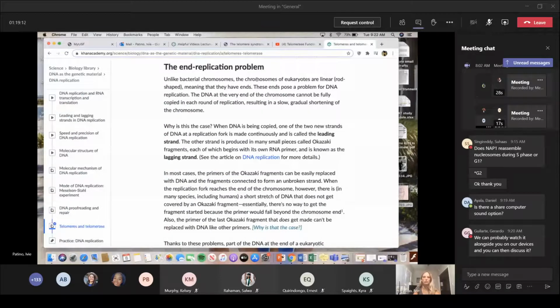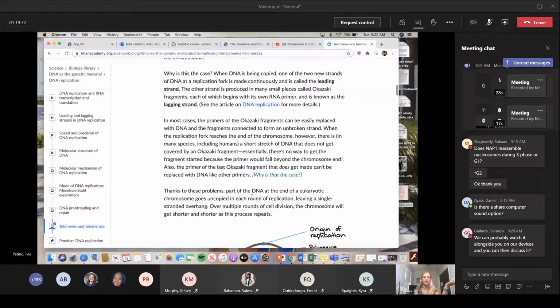So we know that our chromosomes are linear, and that's why we run into this problem where we need telomeres. DNA at the very end of our chromosome cannot be fully copied in each round of replication, resulting in a slow, gradual shortening of the chromosome, which is bad because we lose important information in our DNA with each replication. We think about how many replications of DNA each cell goes through, and that's a lot. Then we'll lose function of those cells because they won't have all the necessary information.